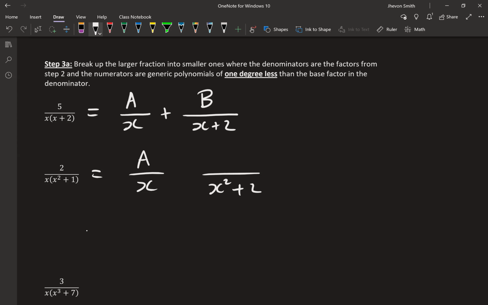On the second factor, the denominator is degree 2. It's a quadratic, which means the numerator must be degree 1. It must be linear. So it must look like a straight line, bx plus c, right? So I write out a full generic degree 1 polynomial. The coefficients I don't know, that's why it's called generic, but that is what the second fraction should look like. Do we all get it?